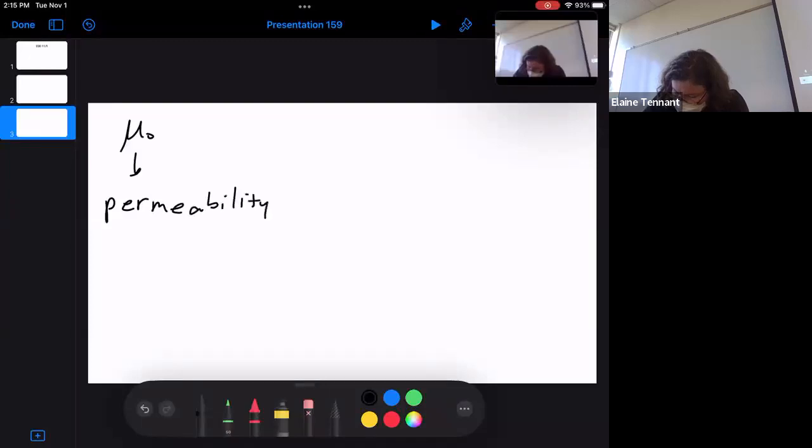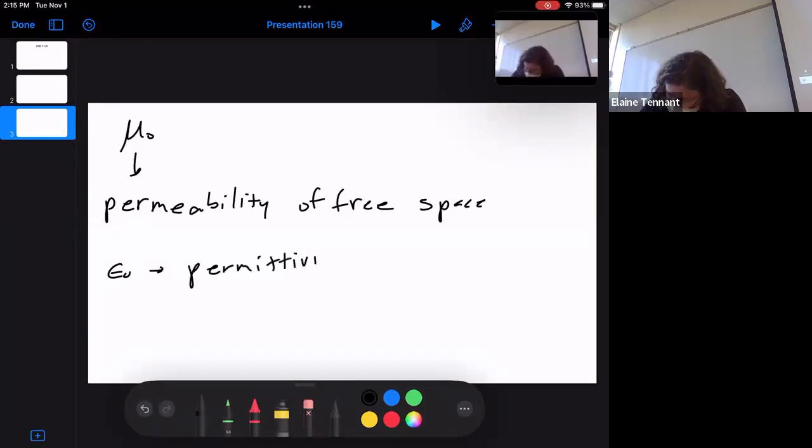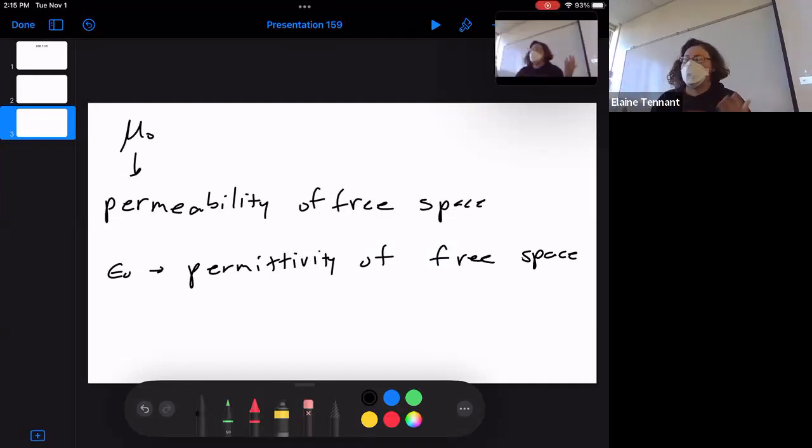Permeability of free space. You should compare it to epsilon naught, which is the permittivity of free space. When we say free space, we mean a vacuum, a space with literally nothing in it. It is free of any constraints.